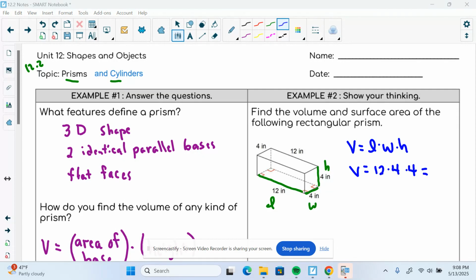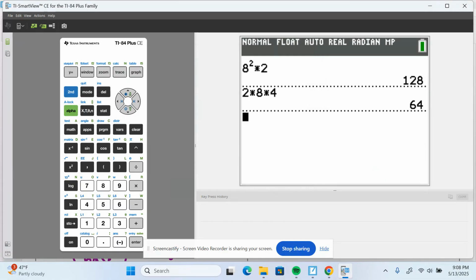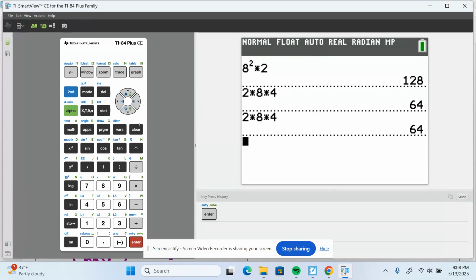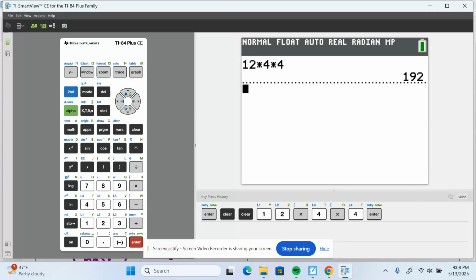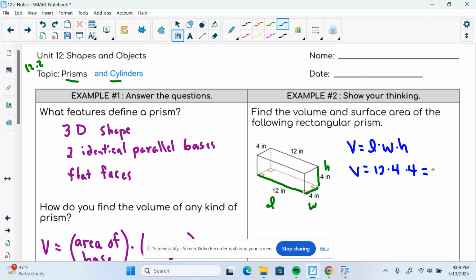And then I will grab my calculator and I will do 12 times 4 times 4. That's 192. So the volume is 192, but we're going to put units on that. It will be cubic inches. Volume is always in cubic units.